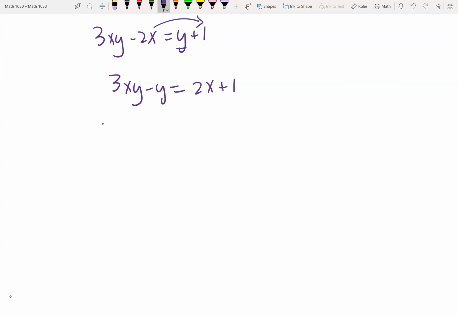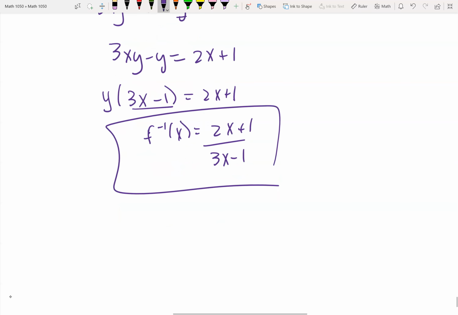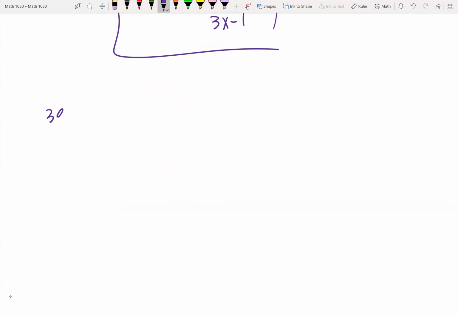And then those guys both have a y. So I'm going to take out a y, and I'm left with 3x minus 1. This is multiplied, so I would divide by that. So my answer is f inverse of x is (2x plus 1) over (3x minus 1), and I'm done. Make sure you don't write y equals. They will take points off for that. Okay, 38.